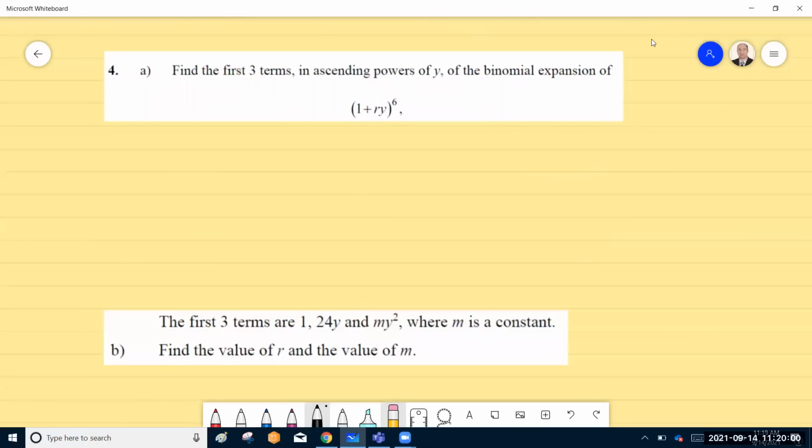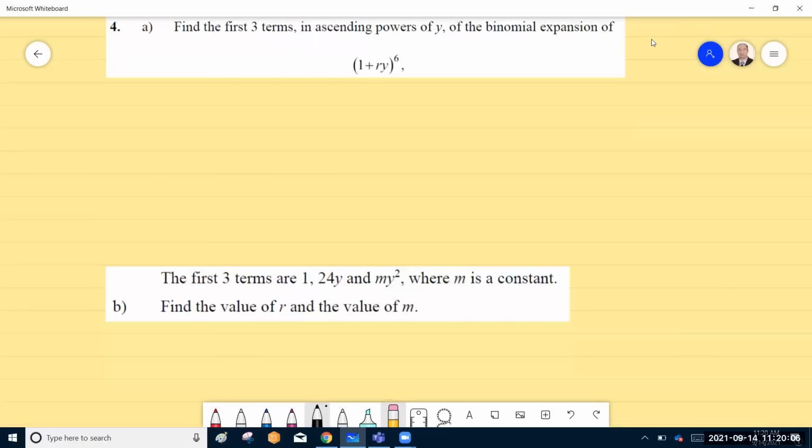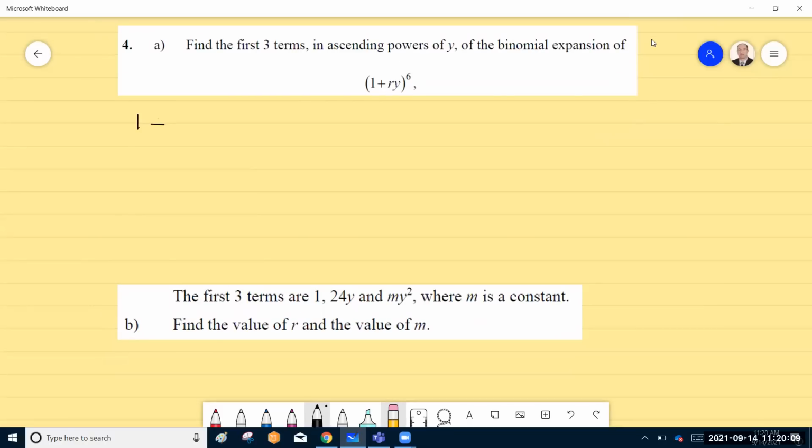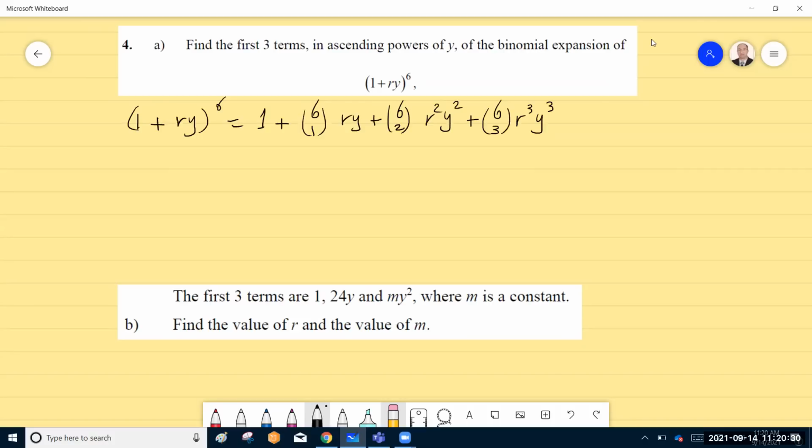Number 4, find the first three terms in ascending powers of y of the binomial expansion. That's a very direct and easy question. 1 plus ry to the power of 6 is simply 1 plus 6c1 ry plus 6c2 r squared y squared plus 6c3 r cubed y cubed and so on. I wrote one more, no problem. So 1 plus 6ry plus 6c2, which is 6 times 5 over 2, is 15 r squared y squared, and so on.